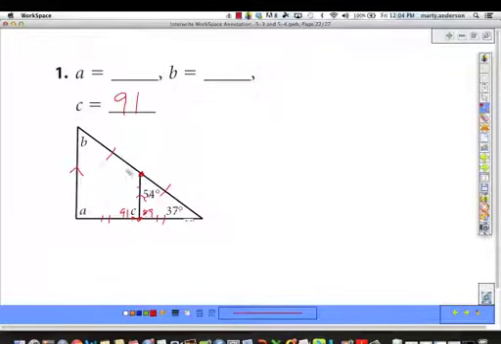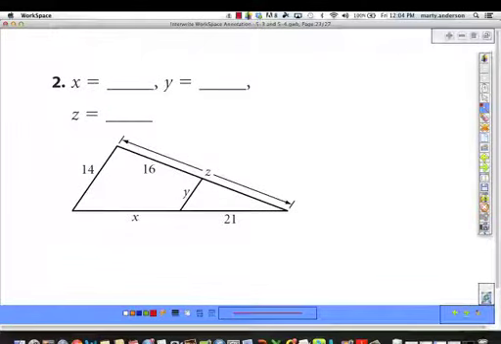I got parallel lines here. If this is 54, this has to be 54. If this is 89, this has to be 89. So we've got a bunch of different ways we can figure out what B is, 54, and what A is, 89. Hopefully this is going fairly smoothly for you. Let's go to the next one.